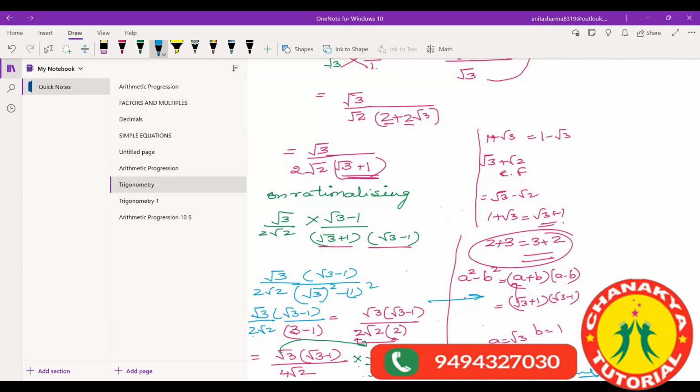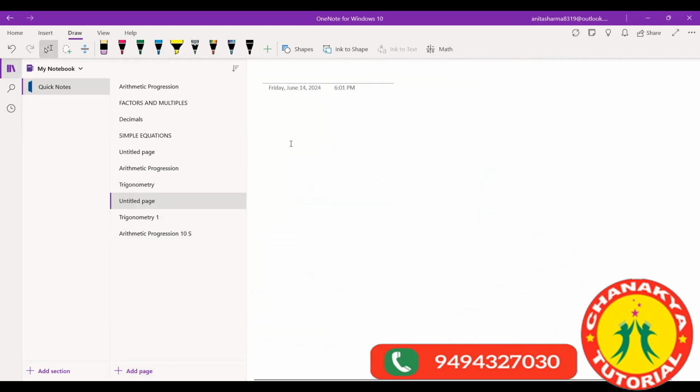Okay, see. We were having root 3 upon 2 root 2 into root 3 plus 1, right, children? So we have to rationalize first this part, root 3 plus 1. The rationalizing factor of root 3 plus 1 is root 3 minus 1. You have to change only the sign between the two numbers. One is an irrational number and one is a rational number, right? So you will multiply the numerator and denominator by root 3 minus 1. This is called rationalization.